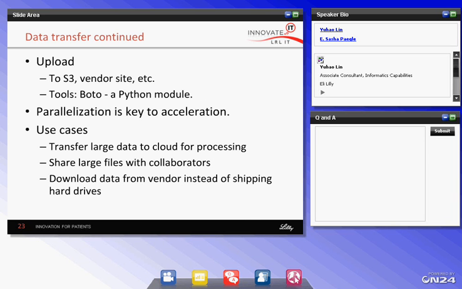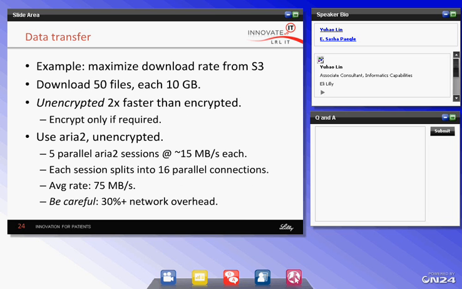So the key to the acceleration is parallelization. And there's parallelization both internally to the tool, as well as you can run multiple instances of the tool to get more speed. So, okay, now I'm going to go to a specific example for maximizing download rate from S3. Let's say you have 50 files in your Amazon S3 bucket, and they're 10 gigabytes each. You want to download it, so you're downloading 500 gigs total. The first thing you want to know is if you download this unencrypted, you get 2 times faster speed than if it was encrypted. So you want to encrypt only if it's required.